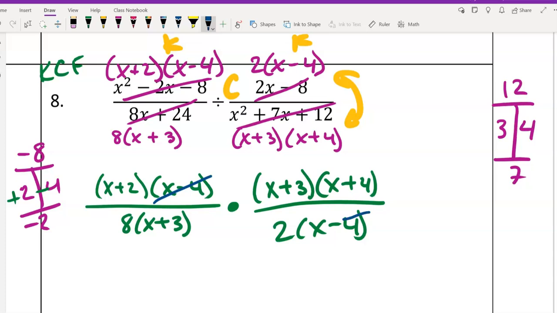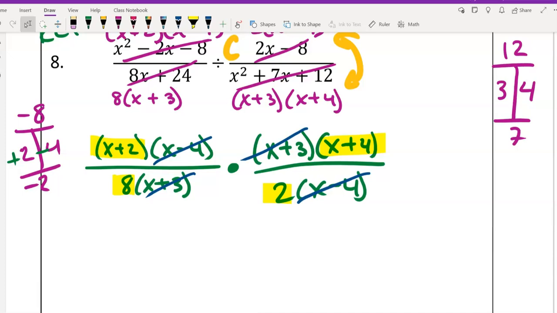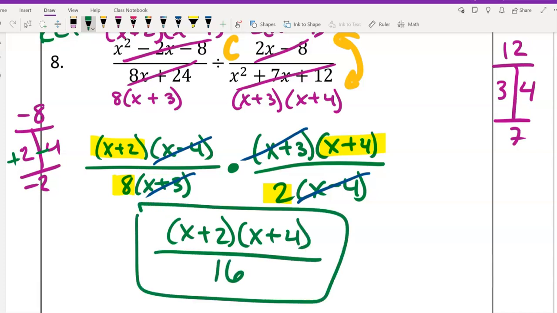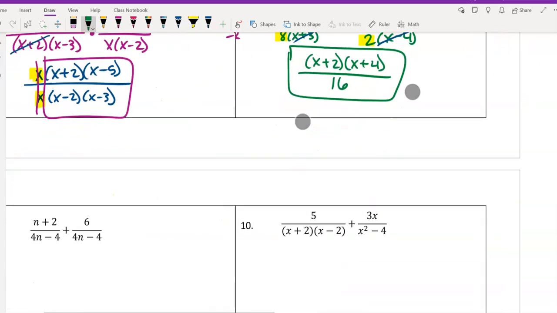Now we can cancel out matching pairs. And what we are left with is x plus 2 times x plus 4 over 8 times 2. Let's write that out. That's our final answer. All right, let's go to the next page.